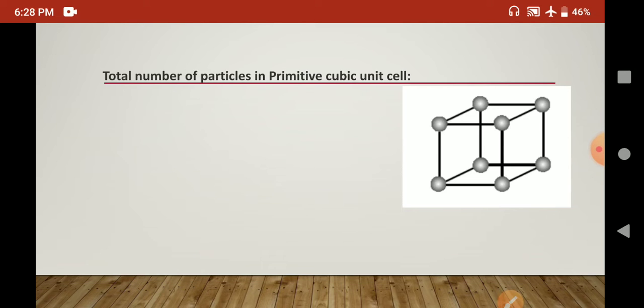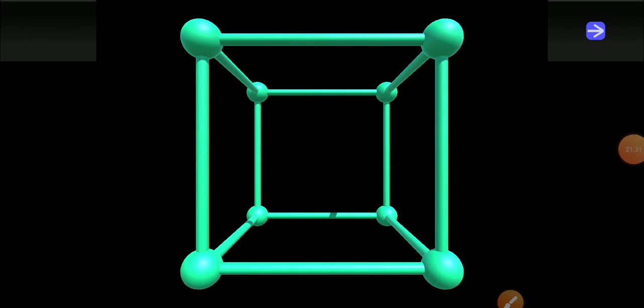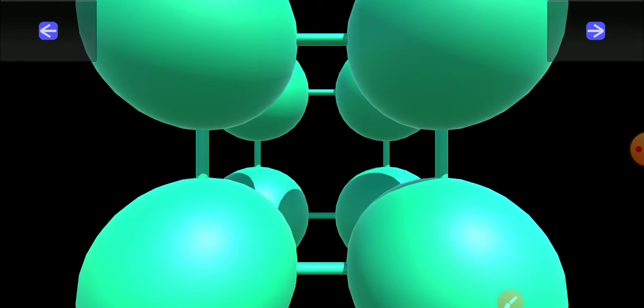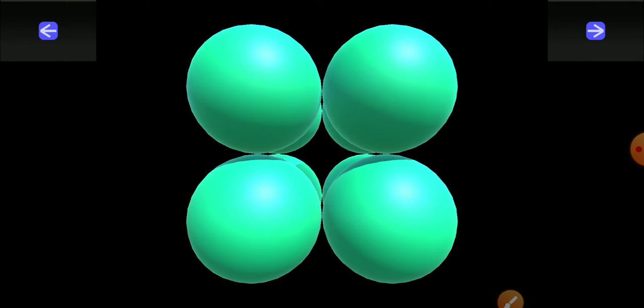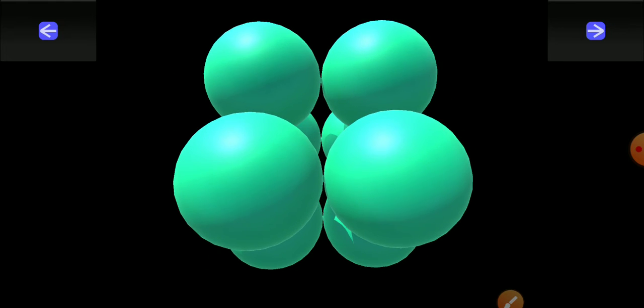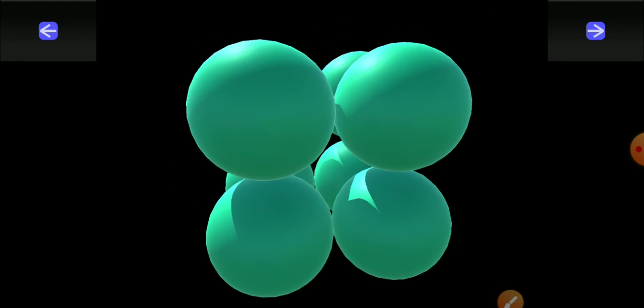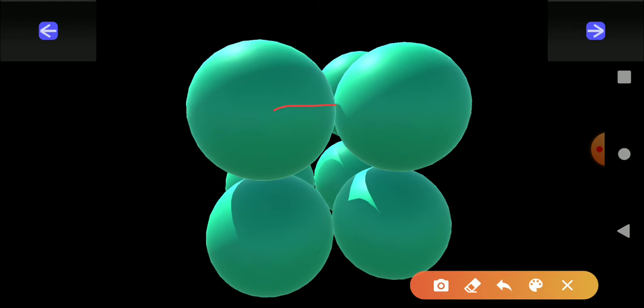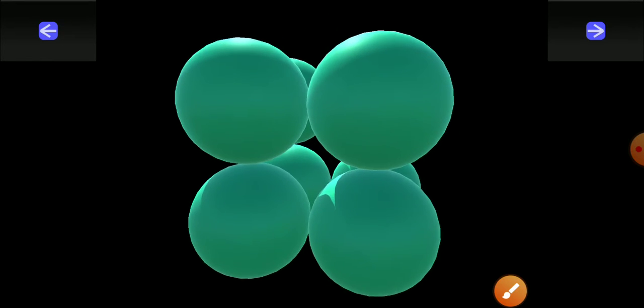Dear friends, this is the cubic unit cell. The actual shape of the primitive unit cell is this one. Particles are present only at the corner. When we join the centers of these particle spheres, then we get a primitive unit cell. Yes, this is the primitive unit cell, particles present only at the corner. The center of the sphere becomes the corner of the cube. Okay, this is the actual picture of the primitive unit cell.